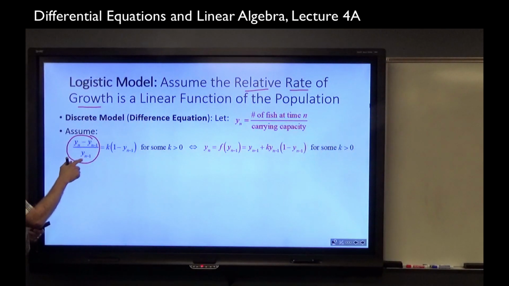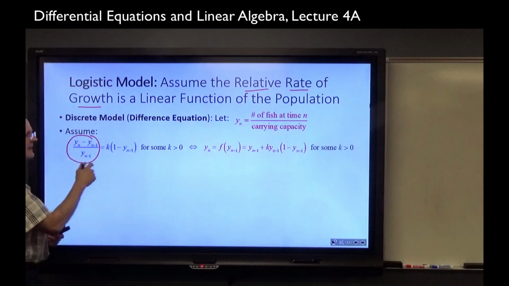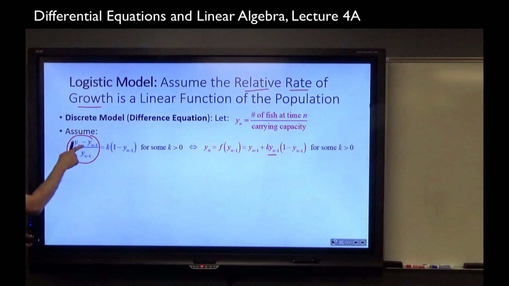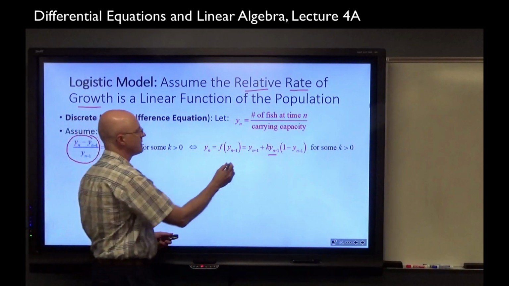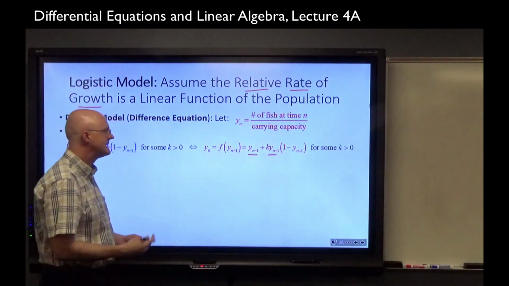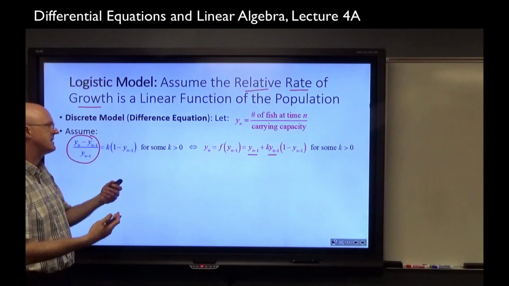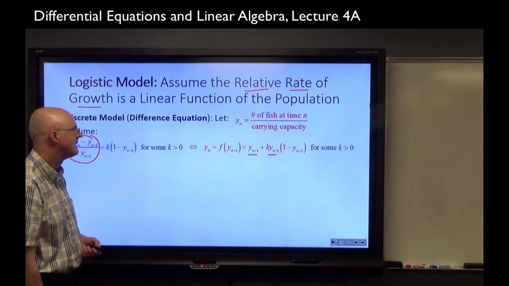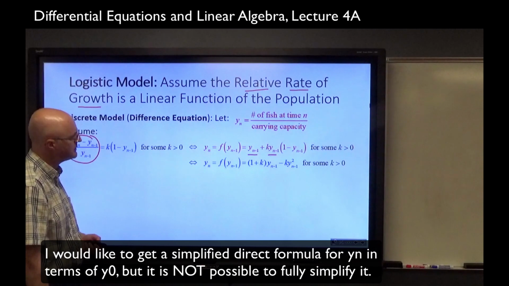I multiplied both sides by yn minus 1. That gives you the yn minus 1 that you see here. And then I added yn minus 1 to both sides to get rid of it on the left side. That's the yn minus 1 that you see right there. This is the difference equation or recursive equation that I'd like to solve for yn if possible. Let me also emphasize that you could write it this way.